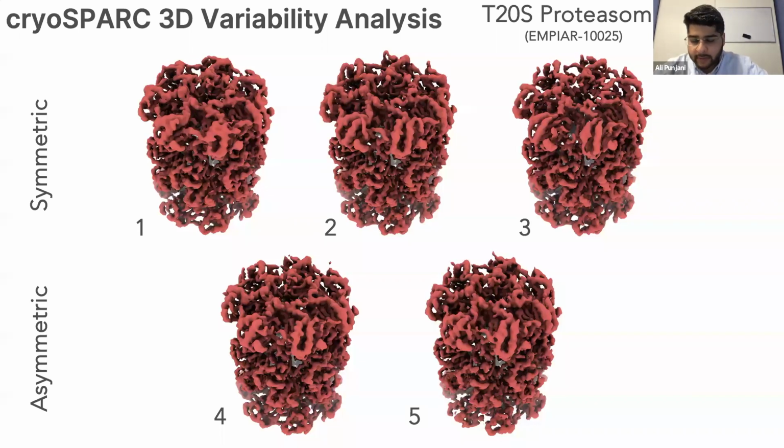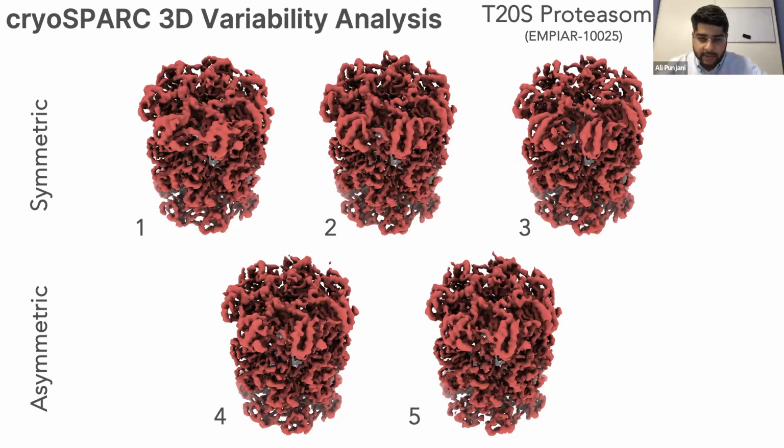And 3D variability analysis does not support any form of enforcing symmetry. So when you do symmetry expansion, every single copy of every particle is allowed to have its own variability coordinates. And that's what allows every subunit to independently have enough degrees of freedom that you could find different subunits doing different things at the same time.